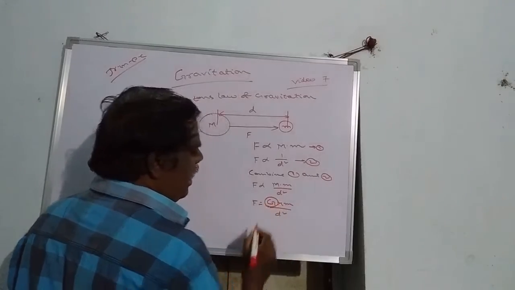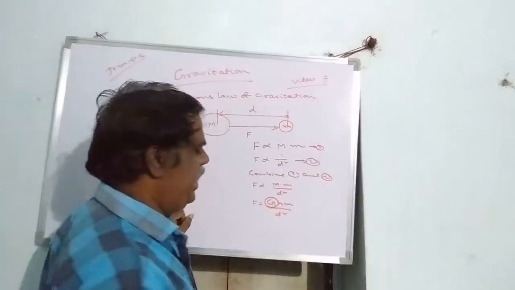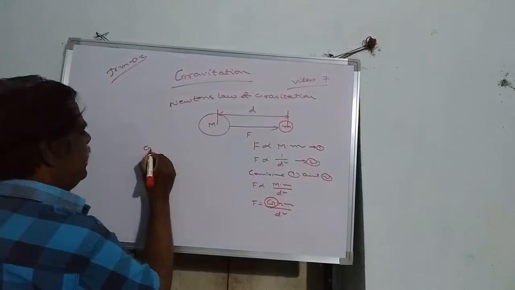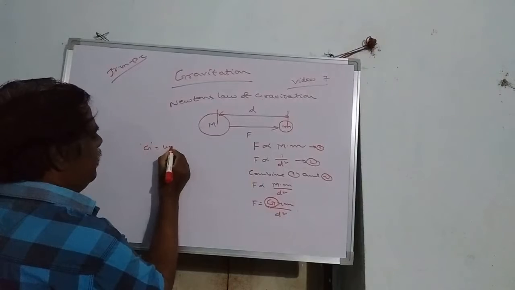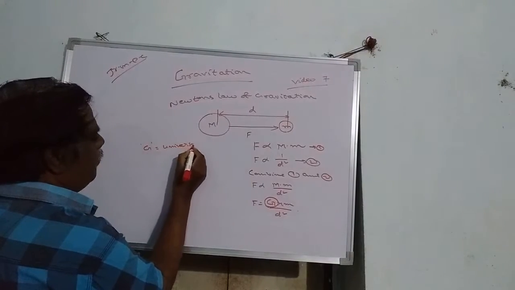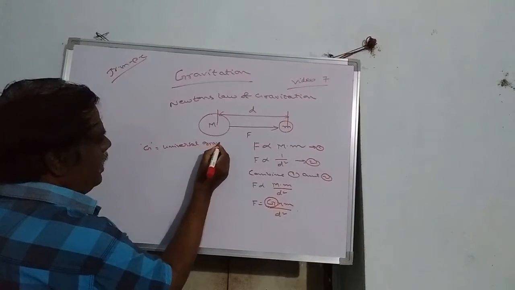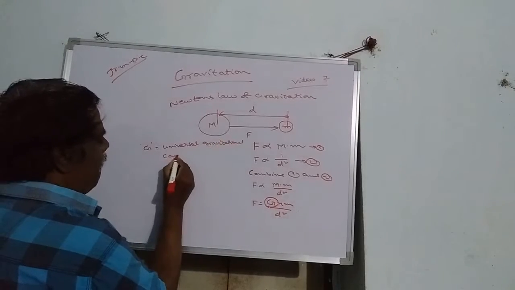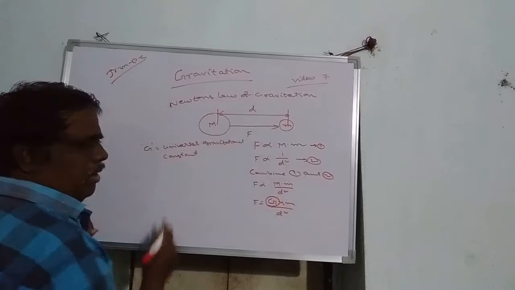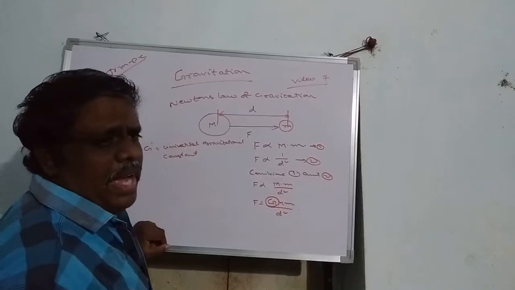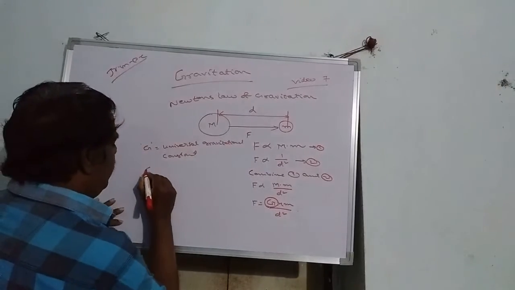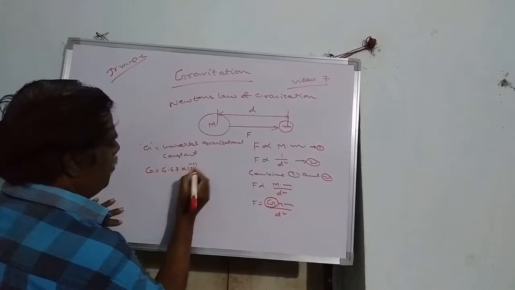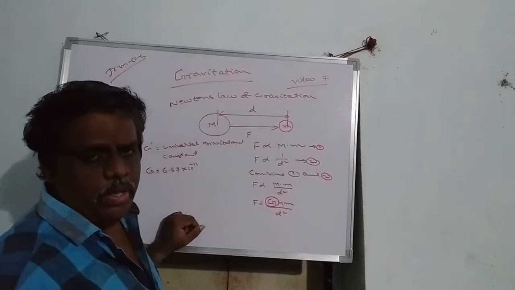Here G is the proportionality constant, or we can call it the universal gravitational constant. What is the value of this G? It will be 6.67 into 10 to the power of minus 11.